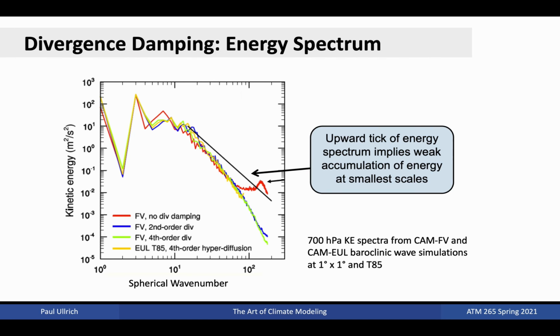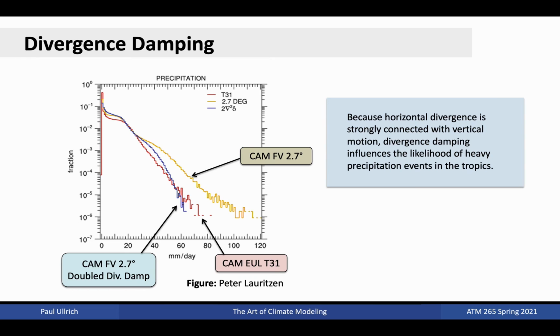Viscosity essentially acts like friction, transforming directed motion into random motions, and thus changing the energy from kinetic to thermal. Notably, as horizontal divergence is closely associated with vertical motion, we anticipate that vertical motion will be suppressed when divergence damping is increased. In this plot, we see a histogram of precipitation intensity from the tropics. The yellow curve comes from a coarse resolution simulation with the CAM finite volume dynamical core, and shows appreciable occurrence of high-intensity precipitation events.